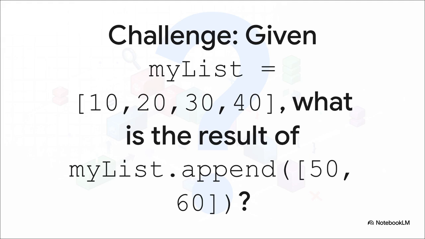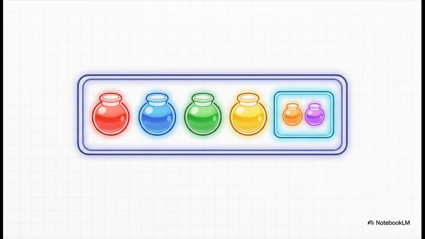All right, time for a little pop quiz to see what we've learned. We've got a list here with 4 numbers in it. What do you think happens when we .append a new list containing 50 and 60 to it? Go on, think back to that lunchbox analogy we talked about. And the answer is, the new list 50, 60 gets plopped in as the 5th element. Remember, append adds just one item, and in this case, that one item just happens to be another list. So we end up with a nested list structure.